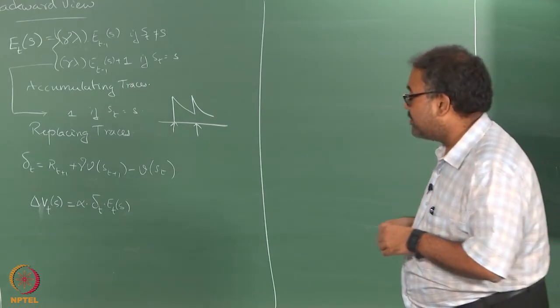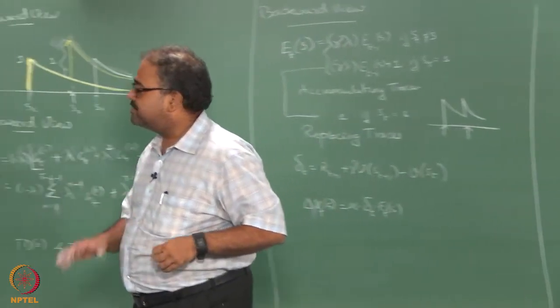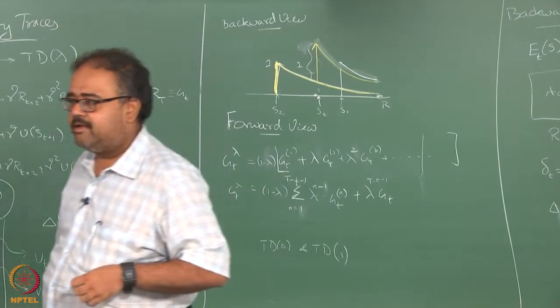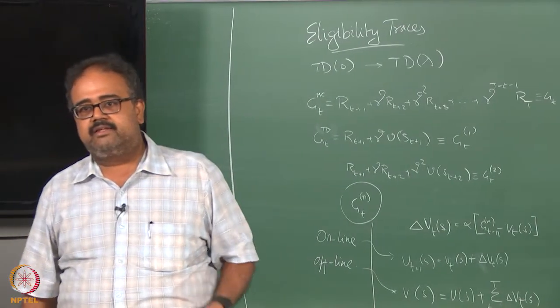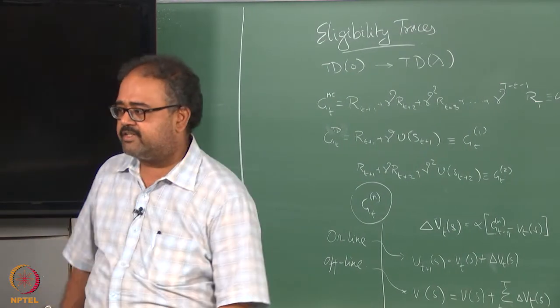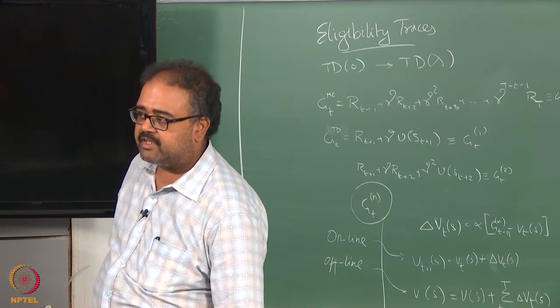Okay, good. I am actually going to stop here because eligibility traces for control is a little painful thing. So let me start it again in the next class. Next class we will finish eligibility traces for control and perhaps a little bit of off policy eligibility traces.